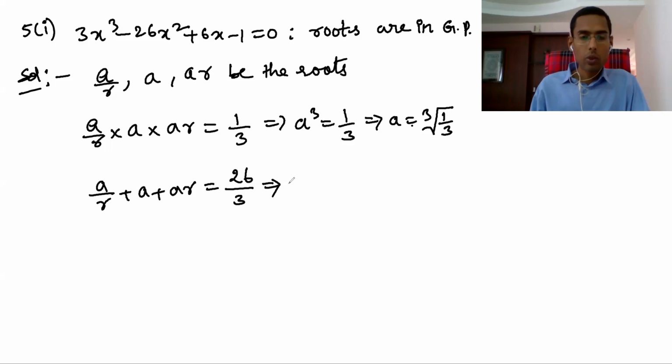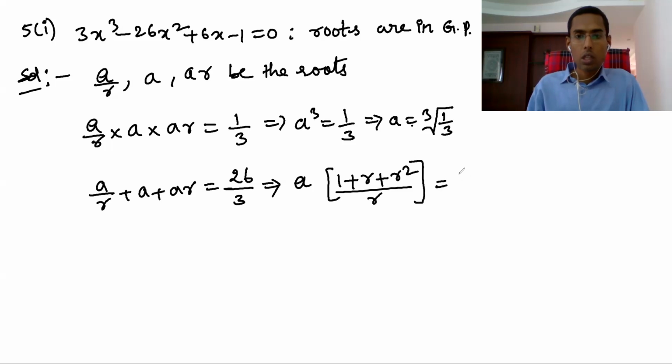Now if you take a common, because a is there, what you are going to get is 1. I take a common, and then 1 plus r square by r. This is going to be 26 by 3.